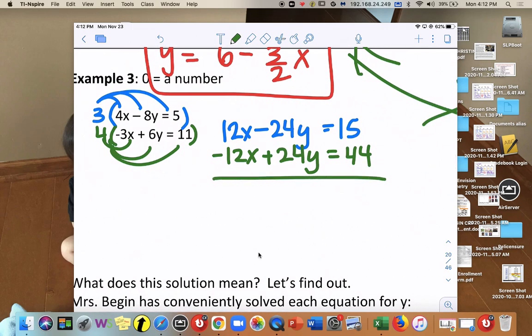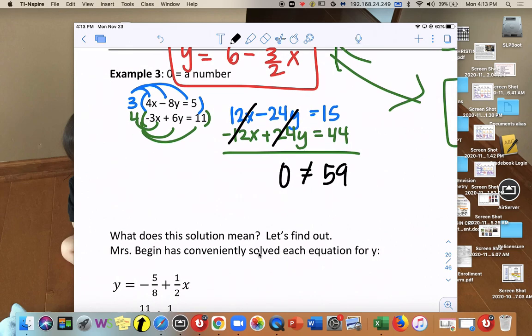All right, next up, add them together. We chose to eliminate the x's, and they do eliminate. 12x minus 12x is 0. But then what happens for this one is the y's also cancel, so we get 0 equals 59. And 0 never equals 59, so what does this solution mean?